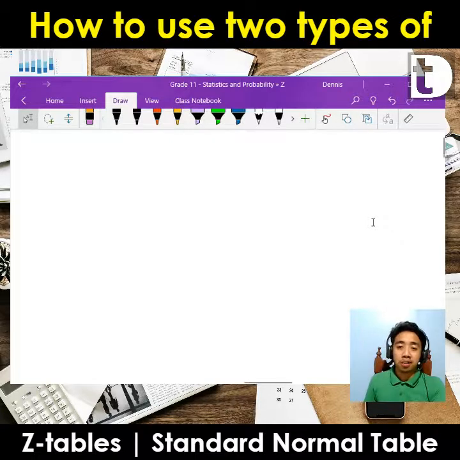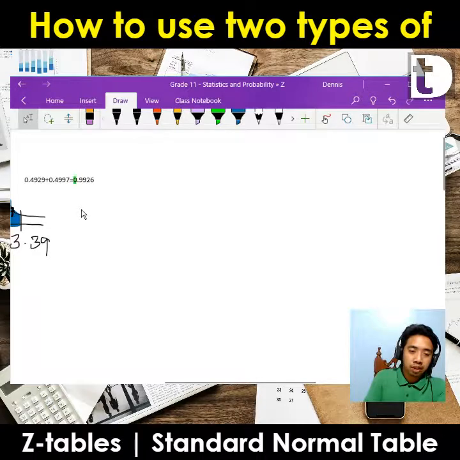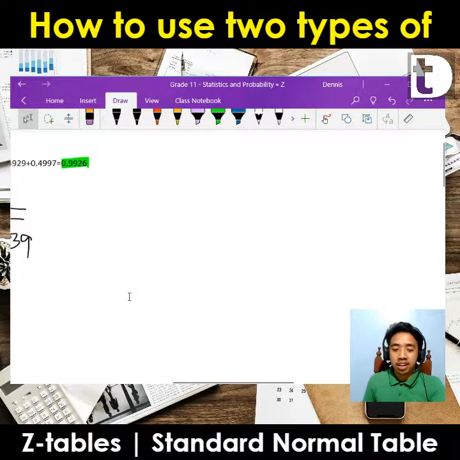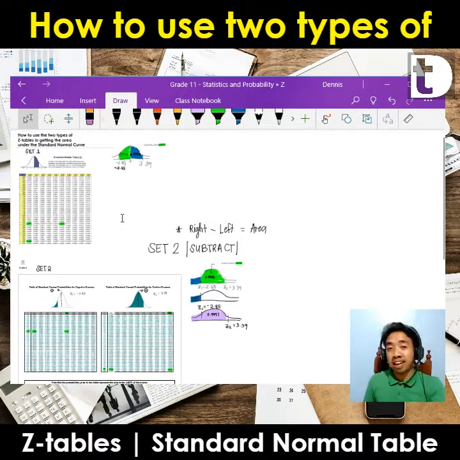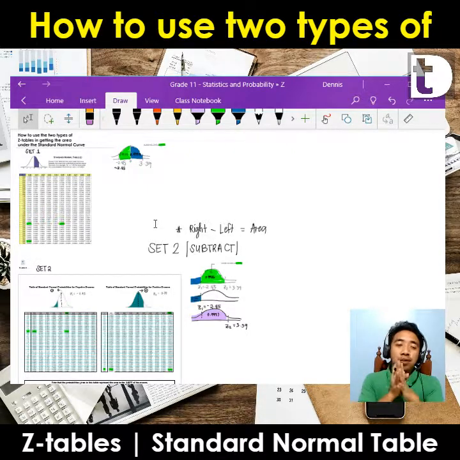This area must be equal to the area that we have above, because those are two similar z-scores, so the areas must be equal to each other. It's just that we are using two z-tables for this. So hopefully you will find this helpful.